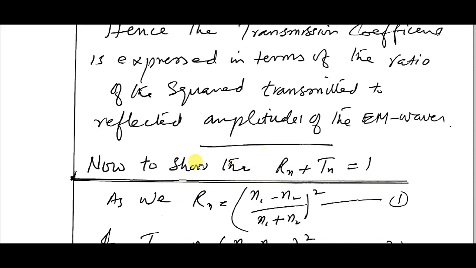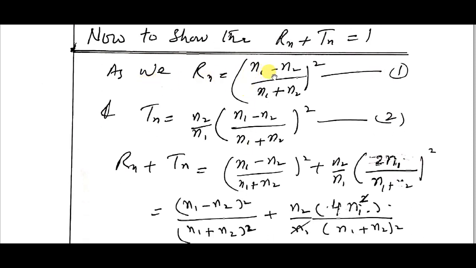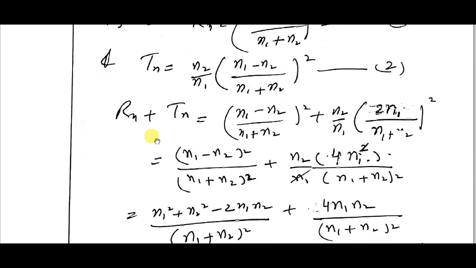inside the media. So now let's show that the sum of these two coefficients, the reflection coefficient plus the transmission coefficient, is equal to 1. We have the reflection coefficient as n1 minus n2 divided by n1 plus n2, whole square. Let's take it as equation number 1, and the transmission coefficient as n2 and n1, these being the refractive indices, times the same n1 minus n2 divided by n1 plus n2, whole square. So adding these two, Rn plus Tn, by replacing the respective values, gives n1 minus n2 divided by n1 plus n2, whole square, and similarly the other term.